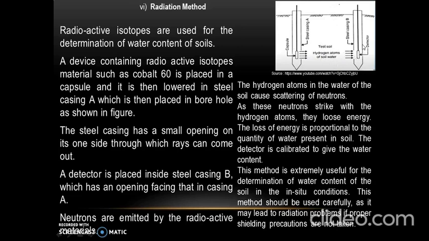This detector is calibrated to give the water content directly, and this method is extremely useful for the determination of water content of the soil on site. This method has to be conducted carefully as it may lead to radiation problems if proper shielding precautions are not taken.